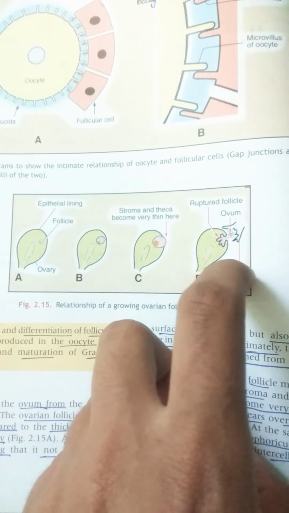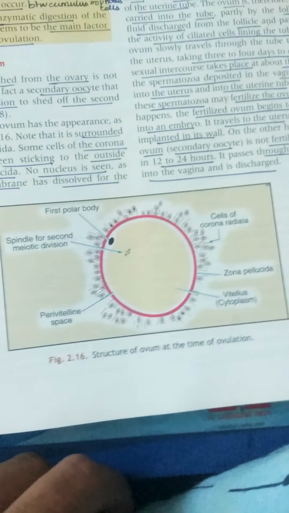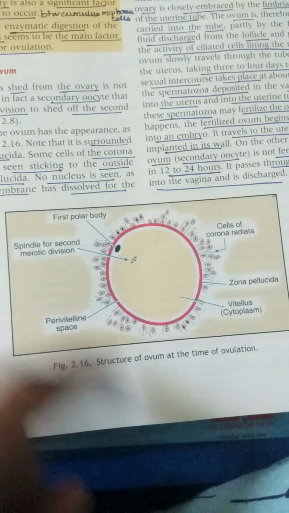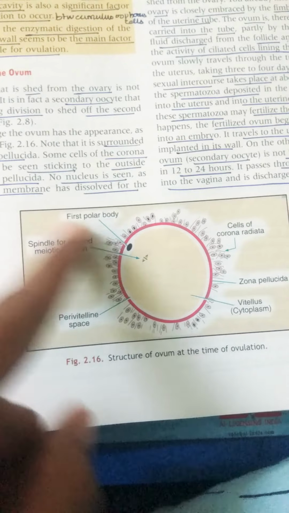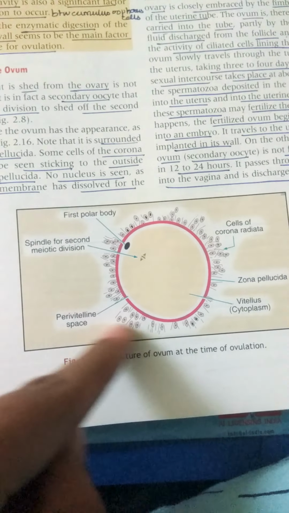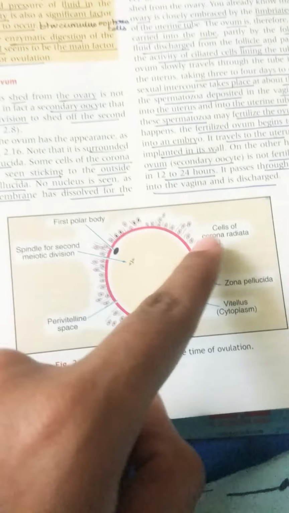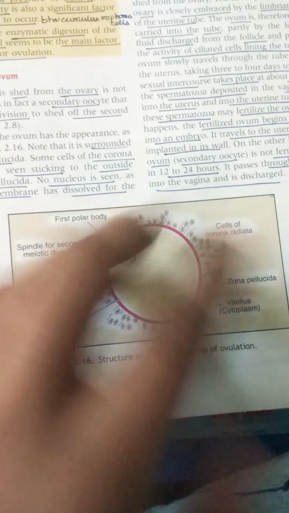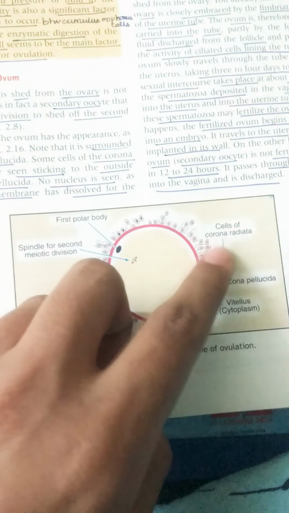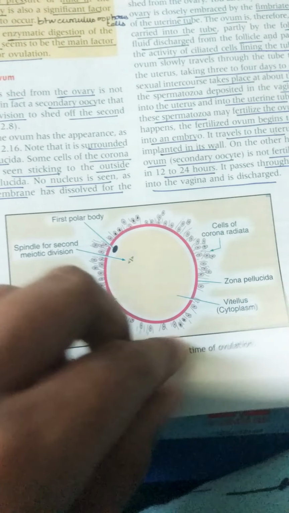These are fimbriae, leading to the fallopian tube. So the structure of the ovum at the time of ovulation will be like this: the first polar body, spindle for the second meiotic division, perivitelline space, cells of corona radiata. The cumulus oophorus cells are arranged forming the corona radiata, zona pellucida, vitelline cytoplasm.